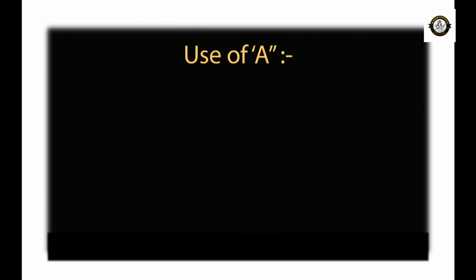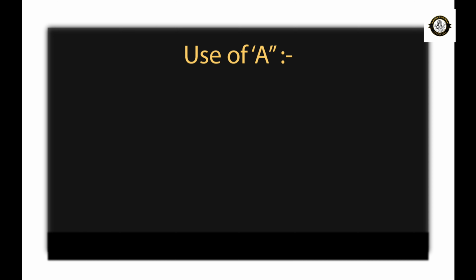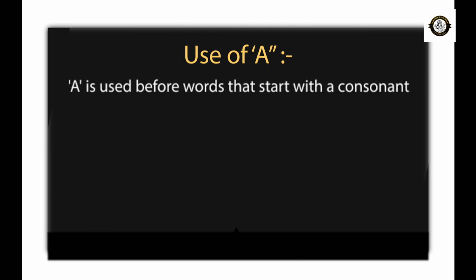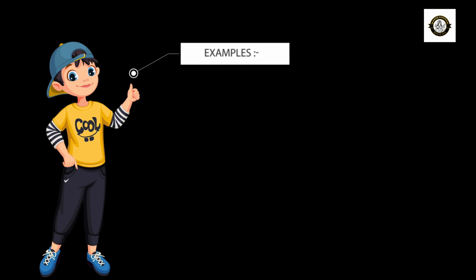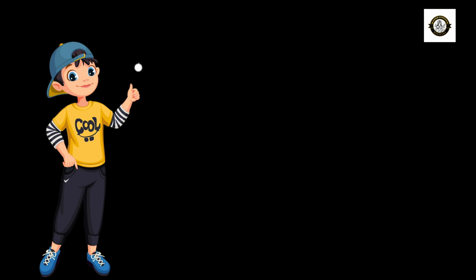Use of a. A is used before words that start with a consonant. Example: a dog, a cat, etc.